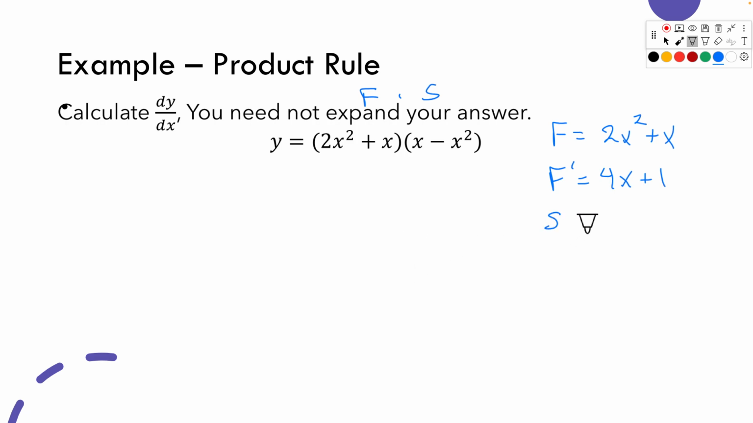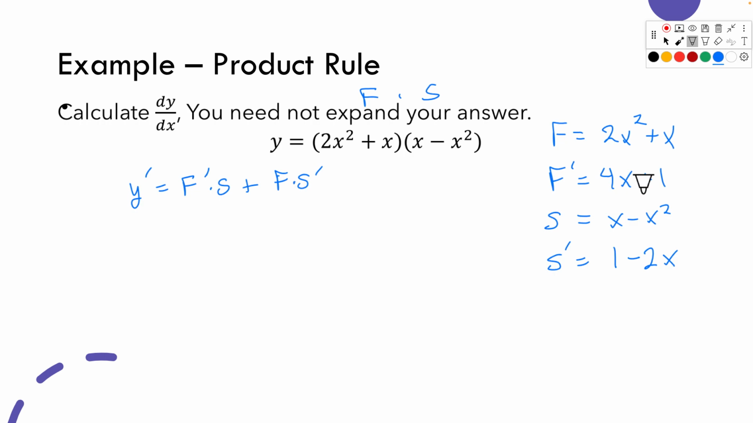The second one, I write it down, x minus x squared. And then its derivative, derivative of x is 1. Derivative of negative x squared is negative 2x. Okay, so we've got our two derivatives, we've got our two functions, we put them together, and again, if you write down the formula, you're building this memory, and it becomes a little bit more natural. So derivative of y is going to be f times s plus f times derivative of s.